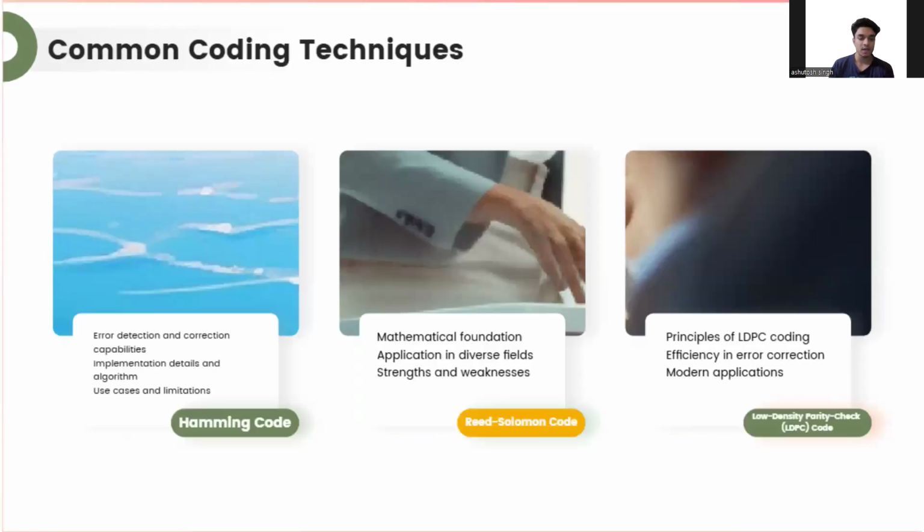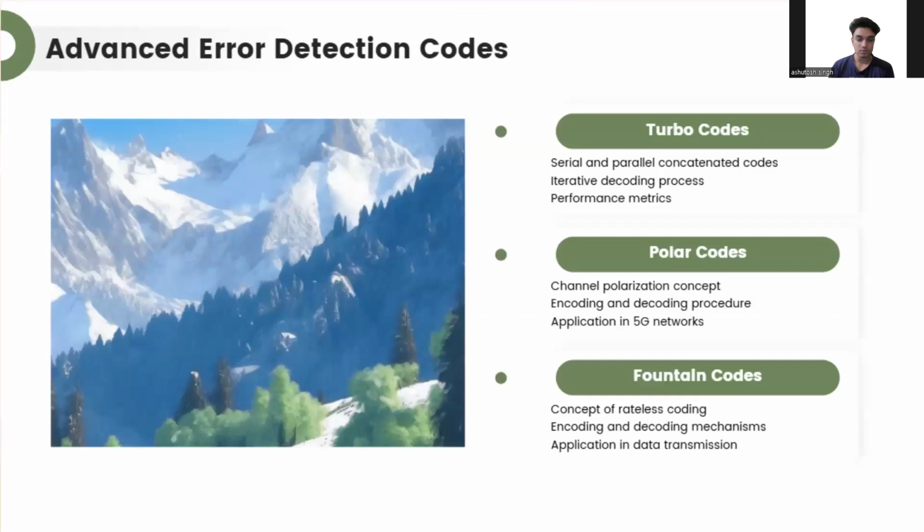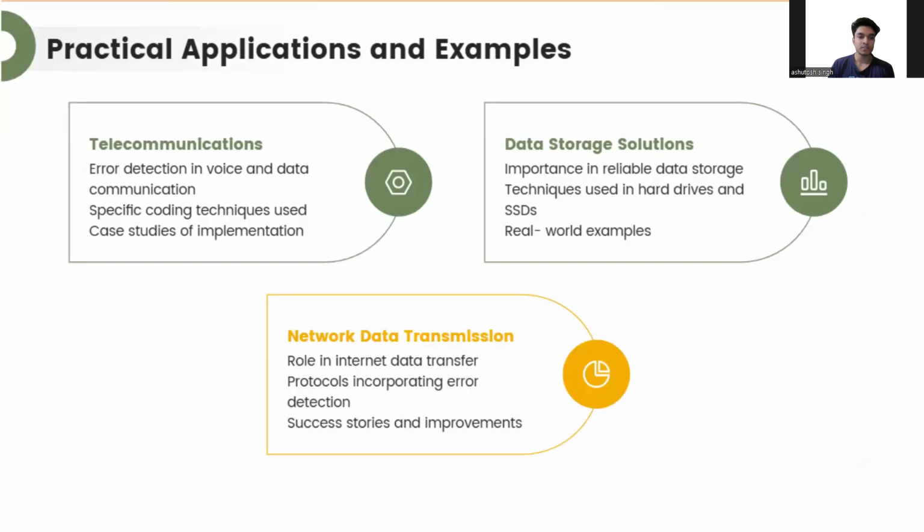Common coding techniques: Hamming code, Reed-Solomon code, low density parity check code. Advanced error detection codes: turbo code, serial and parallel concatenated codes, iterative decoding process, performance metrics. Polar codes: channel polarization concept, encoding and decoding procedure, applications in 5G networks. Fountain codes: concept of rateless coding, encoding and decoding mechanisms, applications in data transmission.